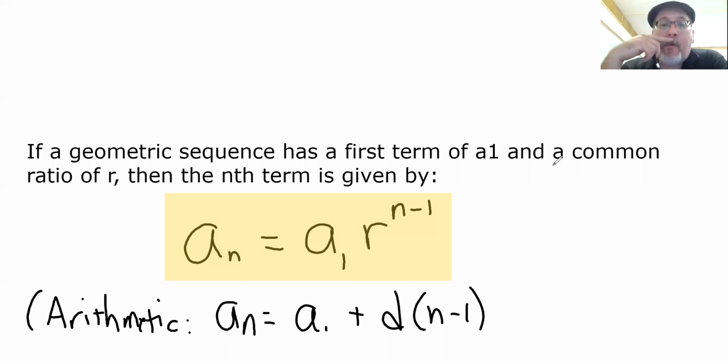So keep in mind that if we identify an arithmetic sequence or a geometric sequence, then we have the tools to quickly come up with the explicit representation, provided we know the first term and the common difference if it's an arithmetic sequence and the common ratio if it's a geometric sequence. All right, and I think that's going to be the end of this video.